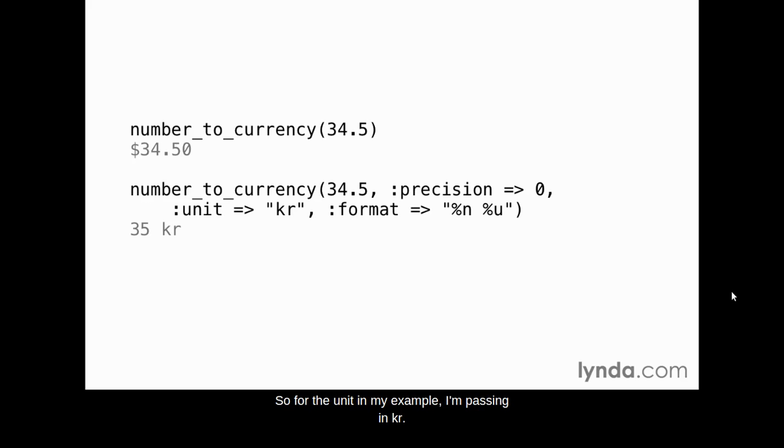that looks. So for the unit in my example, I'm passing in KR. Several Scandinavian countries use krona for their currency, and KR is the abbreviation. And then I don't want the KR in front of the 35, which is the default position for the unit symbol. Instead, I want it to go at the end. So I can specify the format and use %n for the number and %u for the unit. So I've told it to put the number and then a space and then the unit after that. This gives you a fair amount of flexibility to render numbers in whatever currency you want.